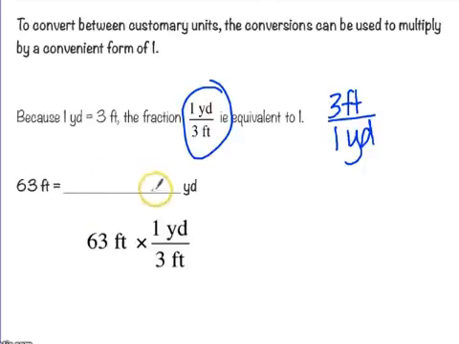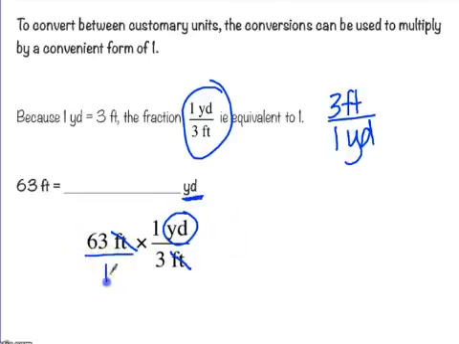63 feet, we want to know how many yards that is. Okay, so I have 63 feet, and I know that 1 yard is equal to 3 feet. So I'm going to use this form of 1. Now the reason I'm using 1 yard over 3 feet and not 3 feet over 1 yard is because I want the unit that I start with and the unit that matches it to be on the bottom. So here I have feet, and I want my feet to be on the bottom over here, which is why I need to use the 1 yard over 3 feet and not the 3 feet over 1 yard. So those units kind of cancel each other out, and all I'm left with is yards, which matches the unit that I'm trying to go to.